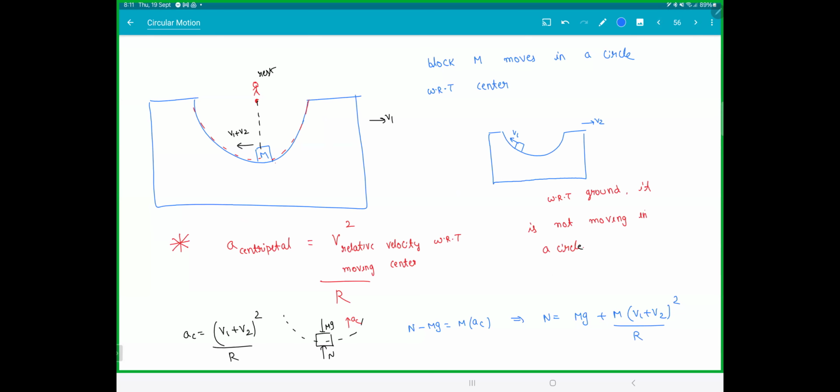Most people think centrifugal force is mv square by r away from the center. That is one mistake. Second thing, what is centripetal acceleration? Ask them, they'll say v square by r. You tell them the center is moving, so what? It does depend on the center. Any doubts on this? Please ask me.